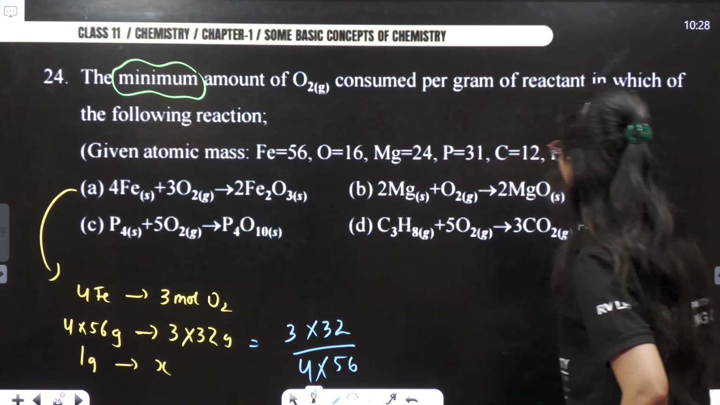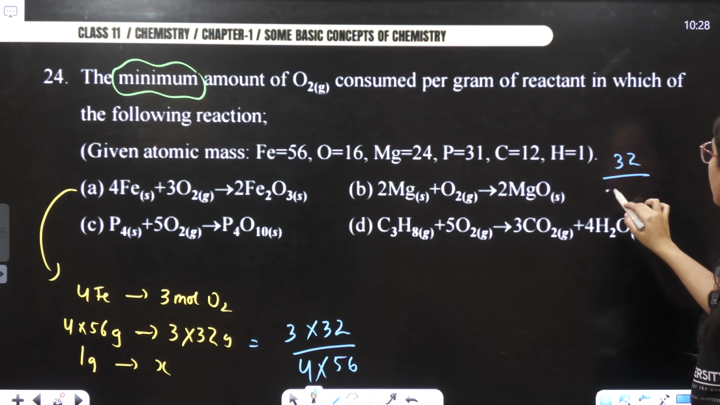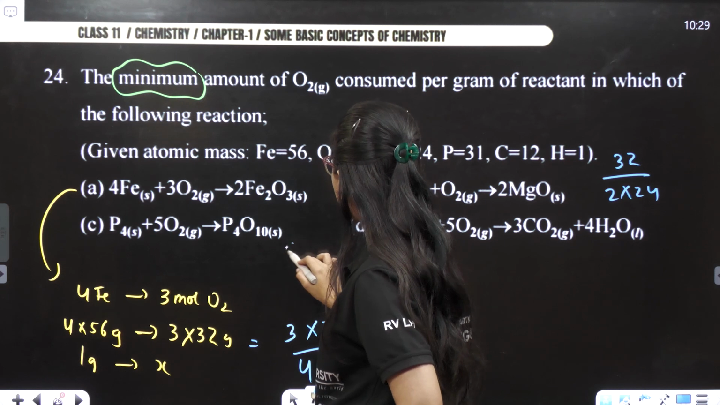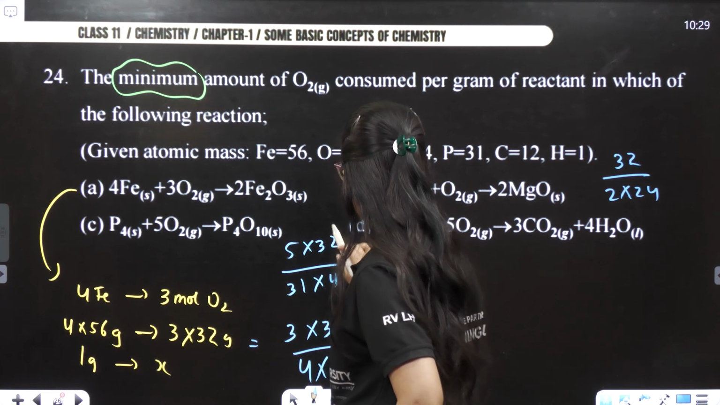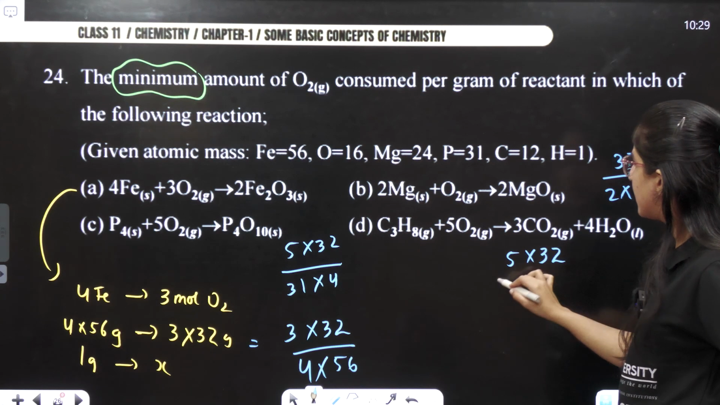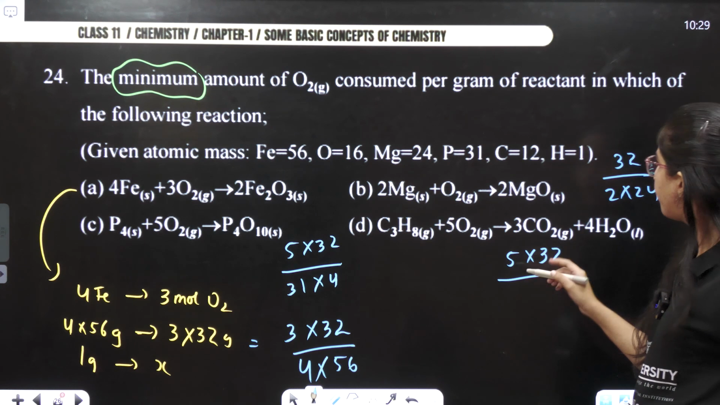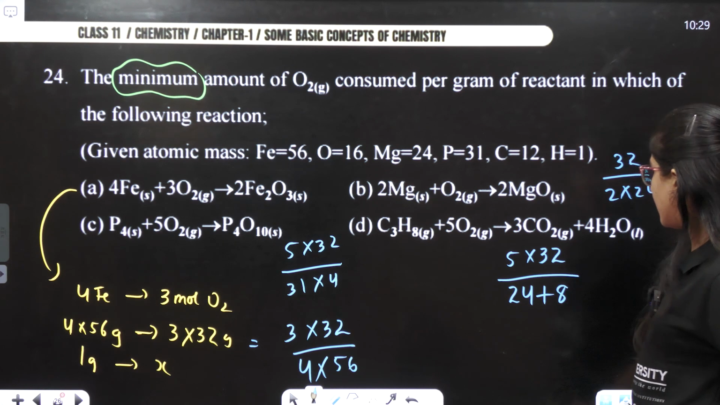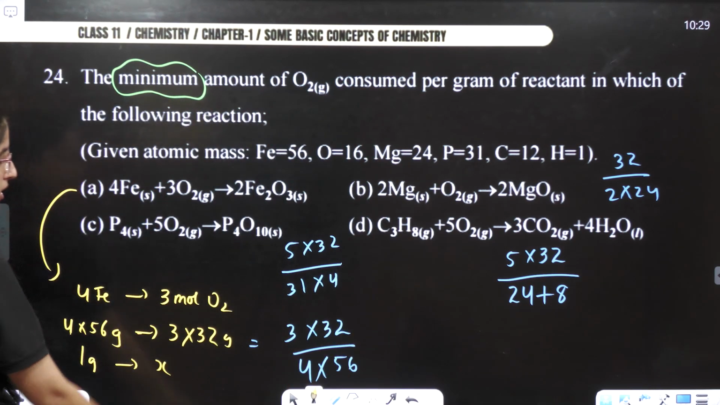So now for option B just move directly. How many grams of oxygen here? 32. How many grams of magnesium here? 2 into 24. And in the next case, how many grams of oxygen is present here? 5 into 32. How many grams of phosphorus is present? 31 into 4. Next in this case, how many grams of oxygen? 5 into 32. Next, what is the mass of C3H8? So carbon is 12, 24 plus here 8. Correct?